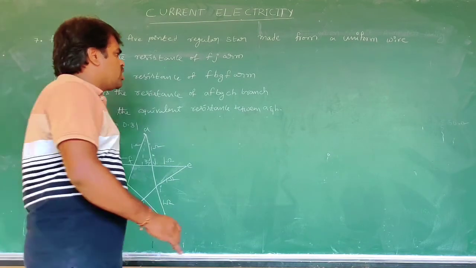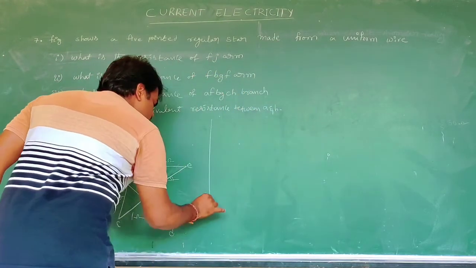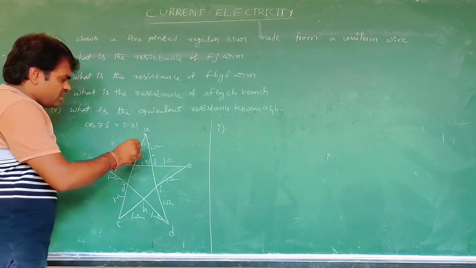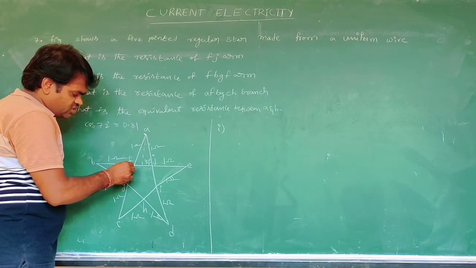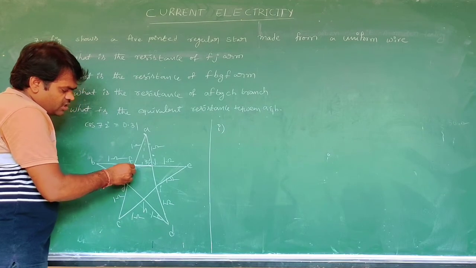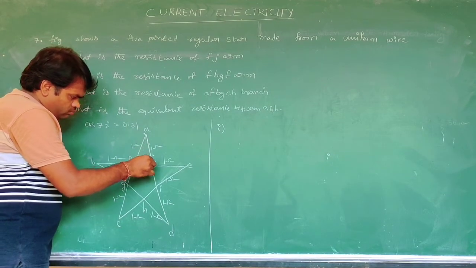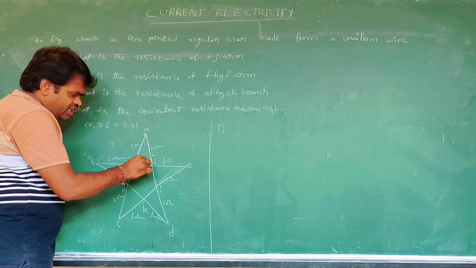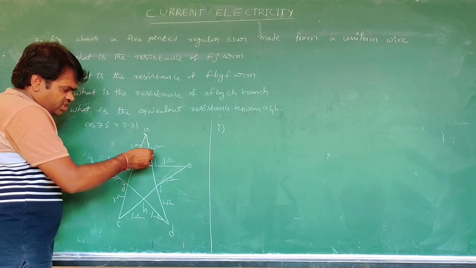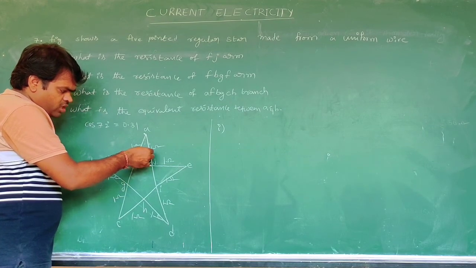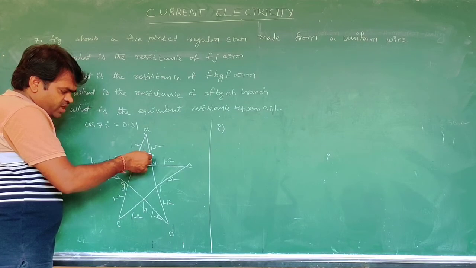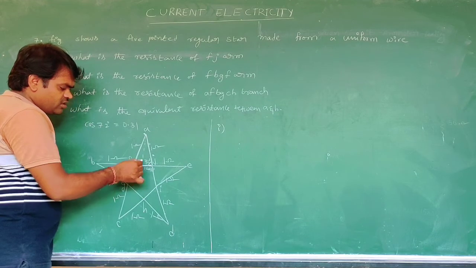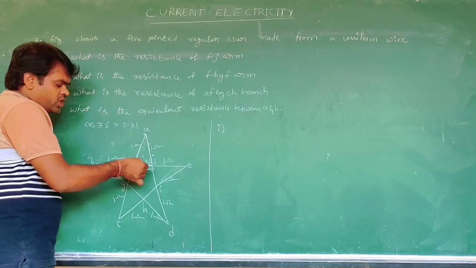Now, first we are going to discuss the first one. What are they asking? What is the resistance of FJ? Now this is 1 ohm. This is 1 ohm. Now this one is making an angle of 72 degrees. That's why you write there 1 cos theta, that is 1 cos 72 degree. Then here also 1 cos 72 degree. That is what we get.